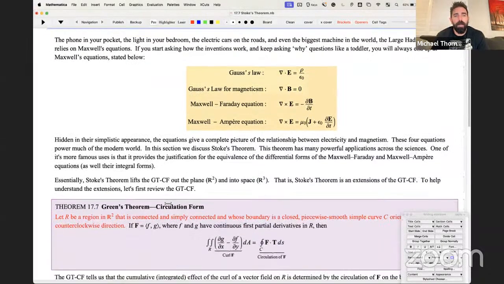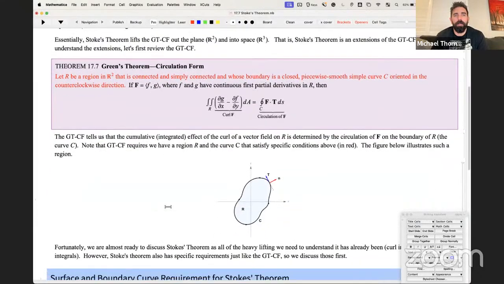All right, so what is Stokes' theorem? Well, essentially Stokes' theorem is an extension of Green's theorem, circulation form. So I'm going to state Green's theorem once again, and then I'll give you the idea of what's going to happen in order to get to Stokes' theorem. We're essentially going to lift the whole situation out of the plane and into space. But the idea is synonymous. It just requires some more intricate tools to understand.